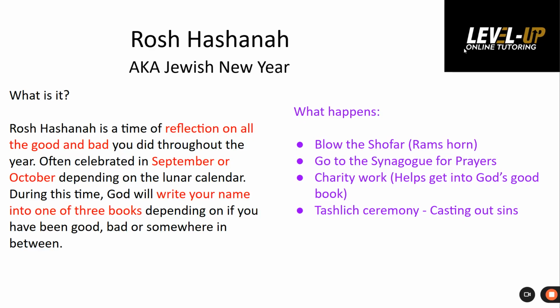Now, they have a very special ceremony, which is where they basically cast out all their sins. So they go and declare everything that they've done wrong, and they cast them out and they say, I'm turning my life away from these things. And by doing so, it shows that they are willing to change and that they are more likely then to start living a good life, which is going to help their case in their name being written in the good book.